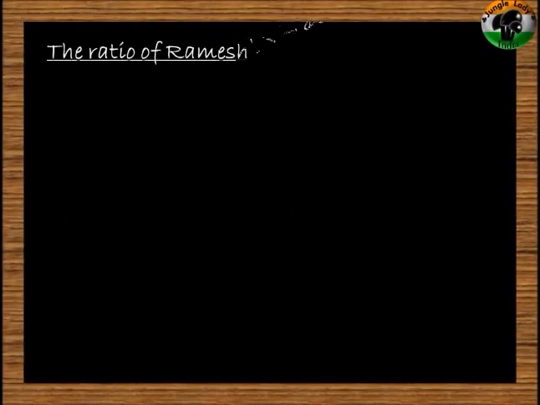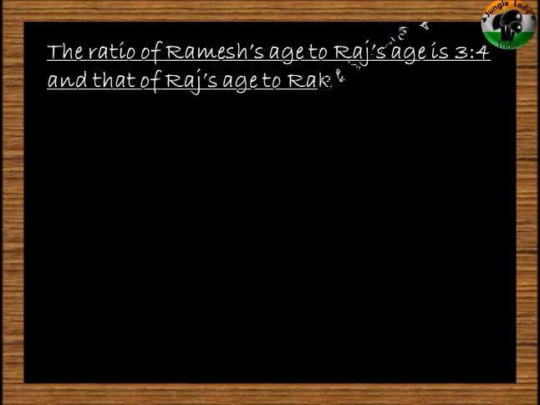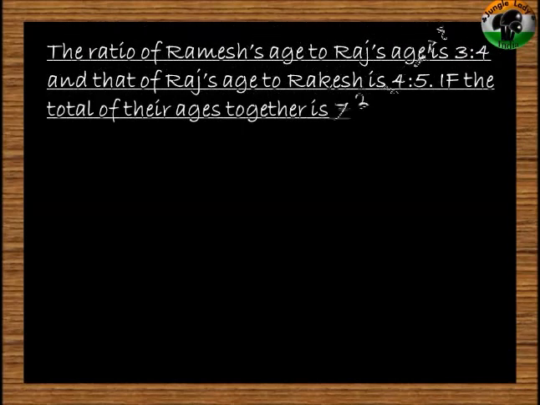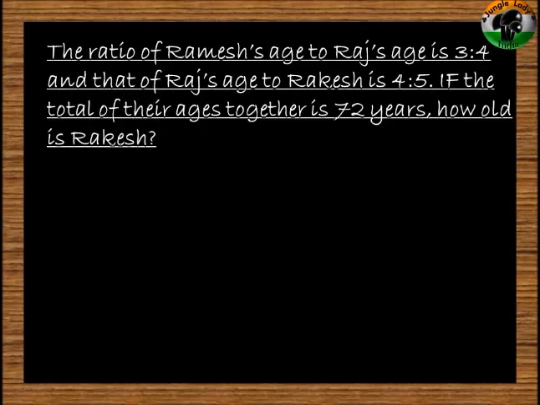Let's read out the question. The ratio of Ramesh's age to Raj's age is 3:4, and that of Raj's age to Rakesh's is 4:5, and their total age is 72 years. And how old is Rakesh? So let me write the ratio as Ramesh is to Raj is to Rakesh, as they have given for Ramesh to Raj it is 3:4, and Raj to Rakesh it is given as 4:5.